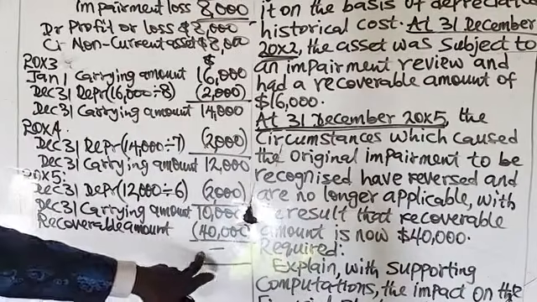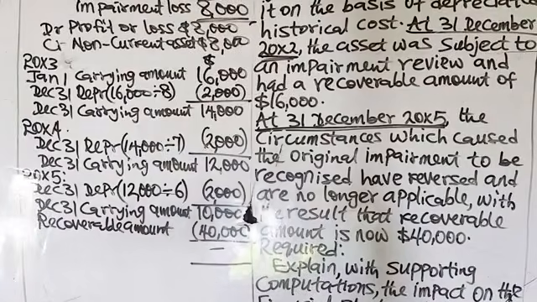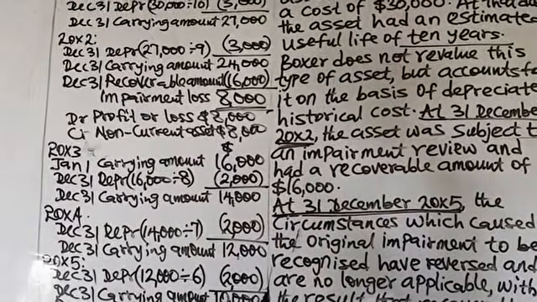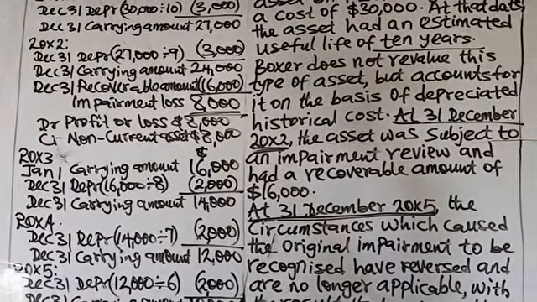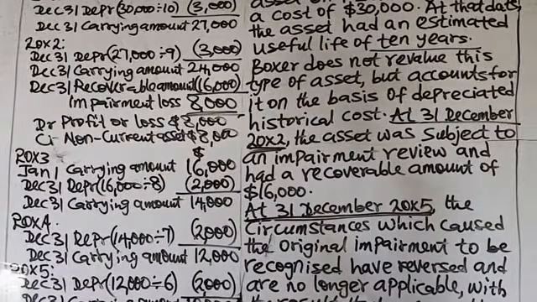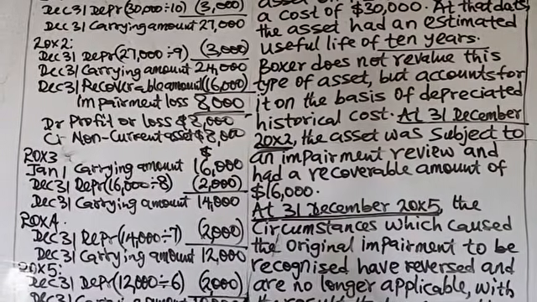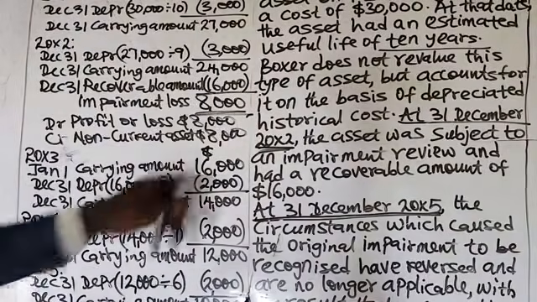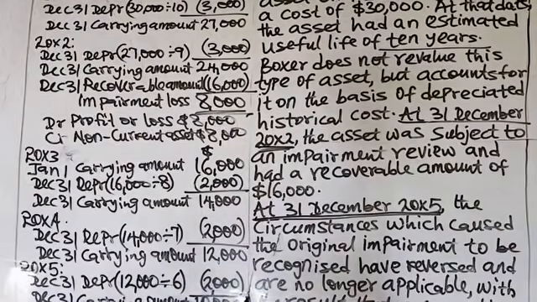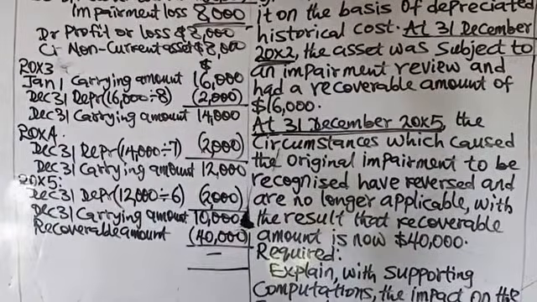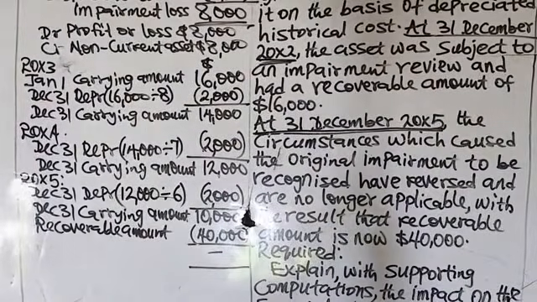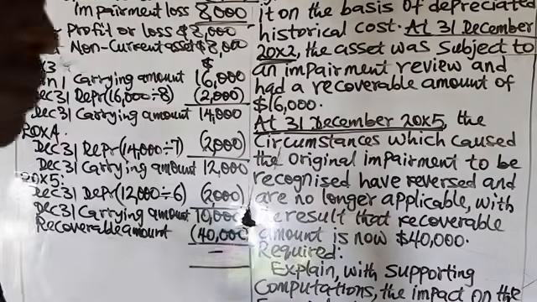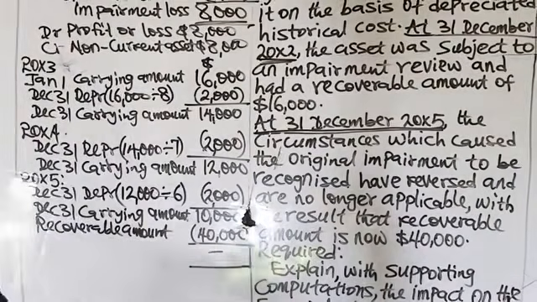We cannot reverse 30,000. Why? Because the impairment loss you recognized earlier was 8,000. Remember, I've told you that the impairment loss you can reverse must not exceed the impairment loss previously recognized. The amount you recognized in the past was 8,000. And if you look at the difference between the carrying amount of 10,000 and 40,000, you'll be having 30,000. I've told you that you cannot reverse more than what you recognized in the past.